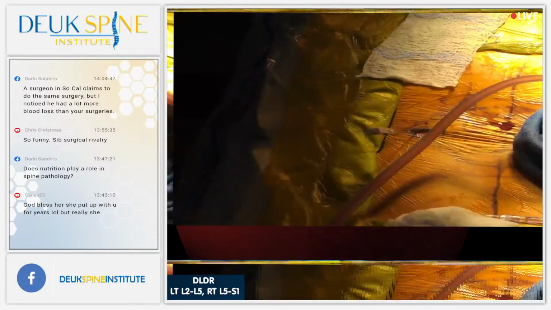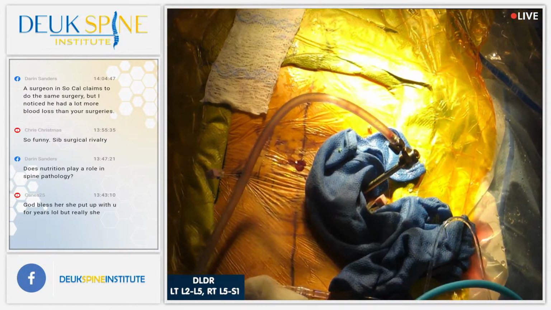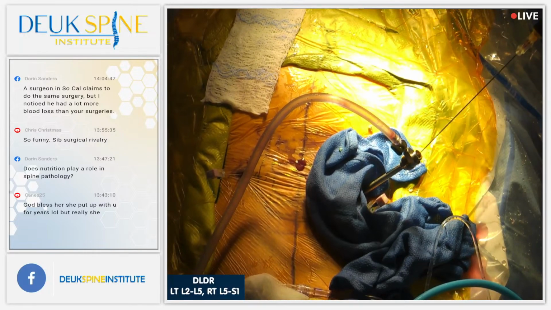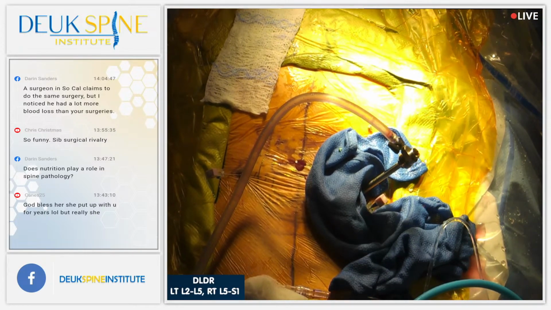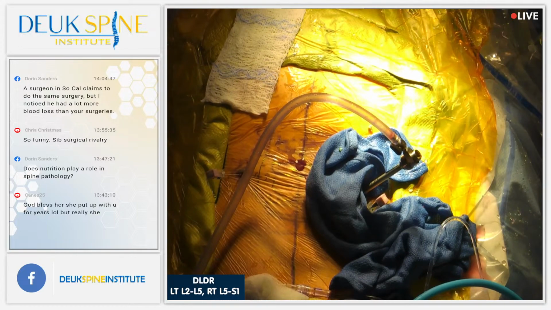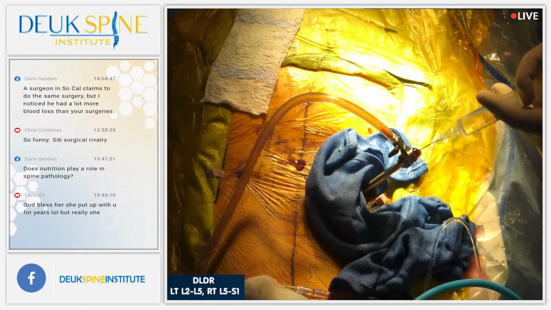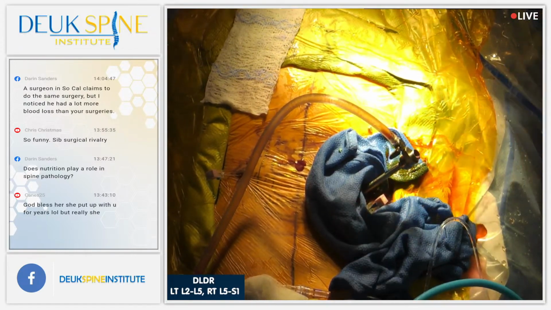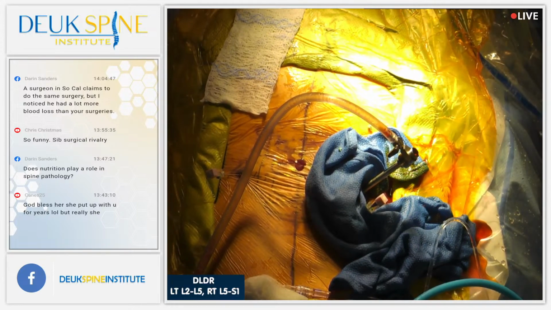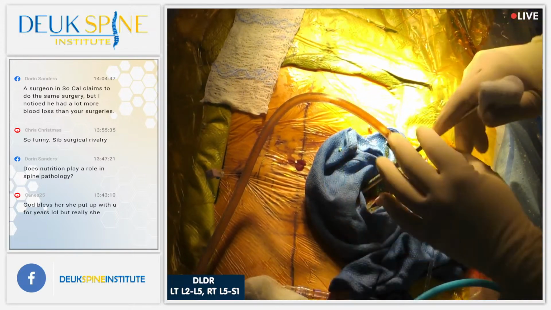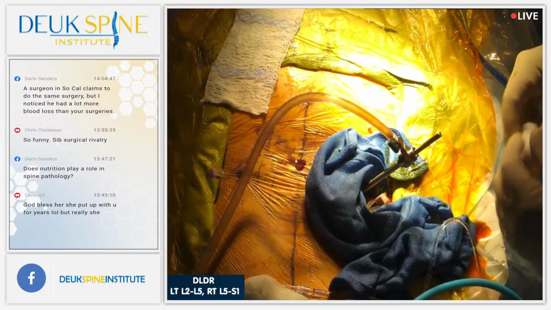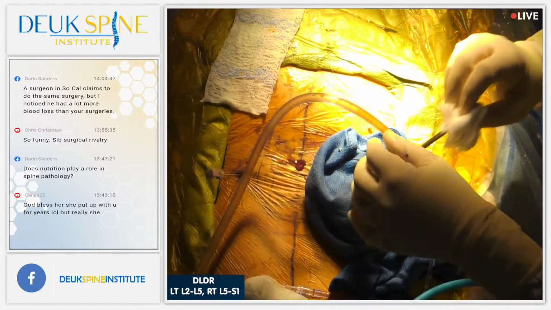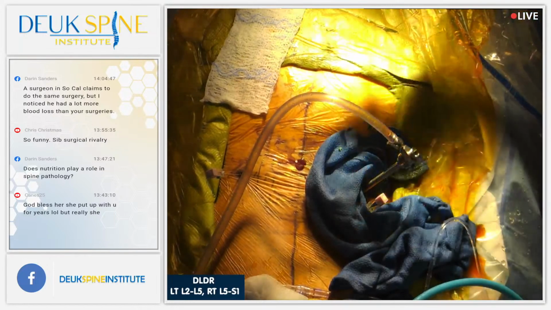Any more questions, Henry? No current questions, but we do have a comment from Darren, once more on Facebook, saying a surgeon in SoCal claims to do the same surgery, but I noticed he had a lot more blood loss than your surgeries. Yeah, I'm not sure what the surgeon in Southern California claims. I could probably tell you who it is. Dr. John Chu?